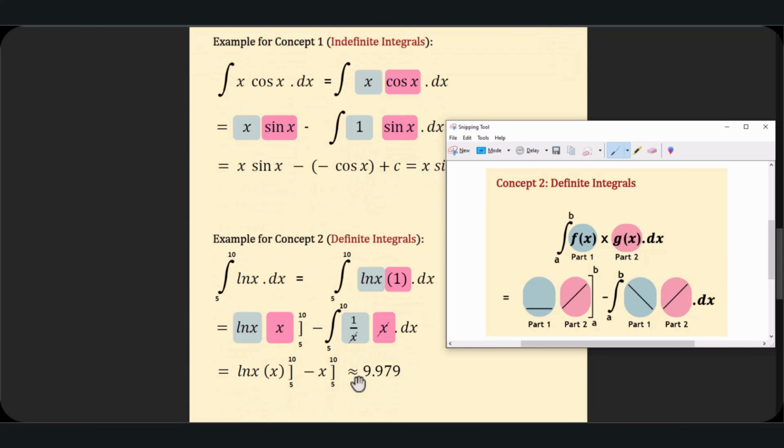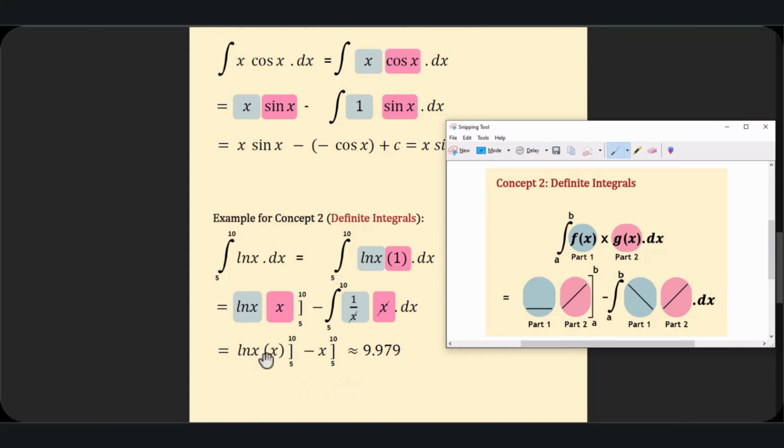Continuing and scrolling down here, I have ln of x multiplied by x, substituting those limits and integrating the 1, and we have x minus. Also substituting the limits here is going to give us around 9.979. That's the answer for this question.